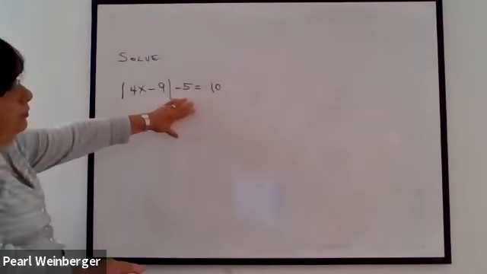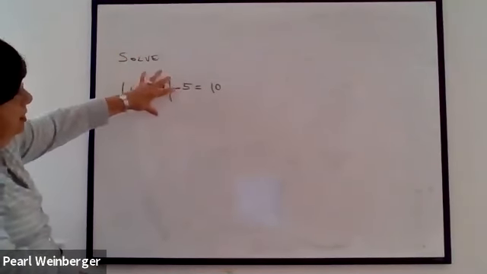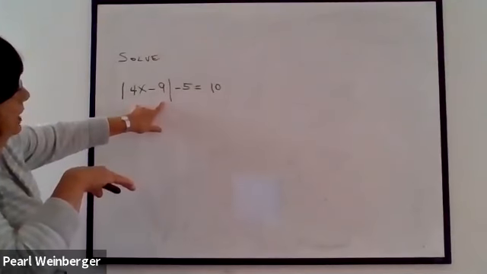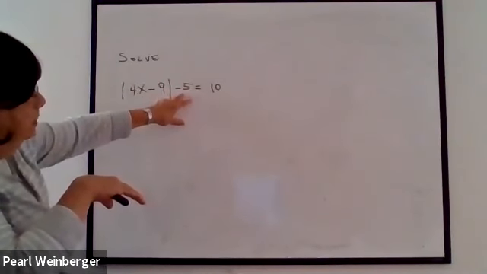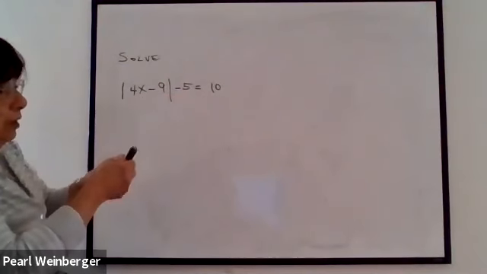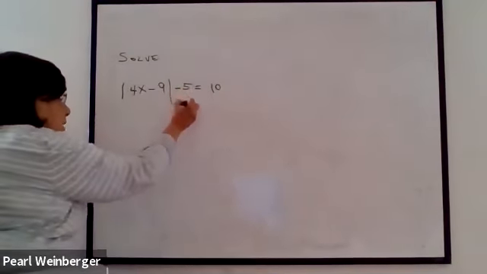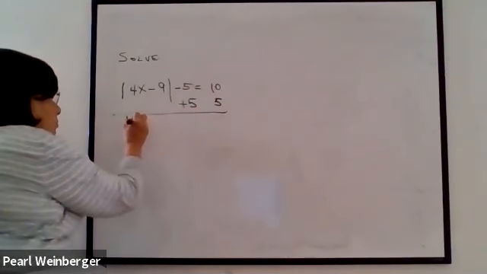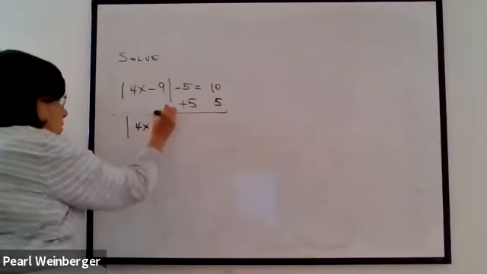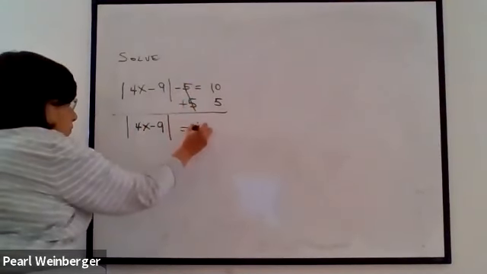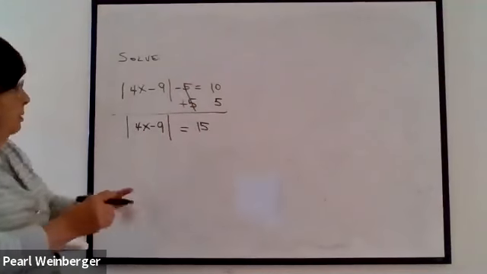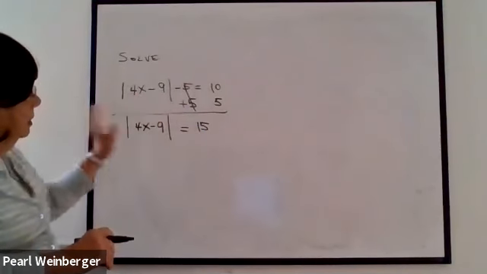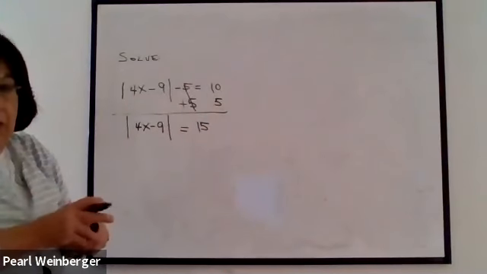When you want to solve an absolute value equation, the first thing you want to do is get the absolute value all by itself, in what we call isolating the absolute value. Now there happens to be a minus 5 on the outside. So the first thing I want to do is add 5 to both sides of this equation so that we get that the absolute value of 4x minus 9 equals 15. So that's step number 1. Make sure there's nothing else on the side with the absolute value. Any other numbers have to be on the other side.